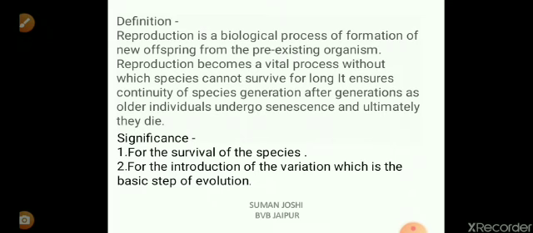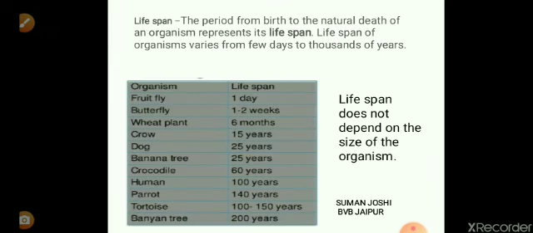Why? Because older individuals undergo senescence and they ultimately die, and reproduction helps for the survival of the species. Its another significance is it introduces the variation, which is of course the basic step of evolution. Before we start with the detail of different types of reproduction, we need to know certain terms. We'll start with the first term, which is lifespan.